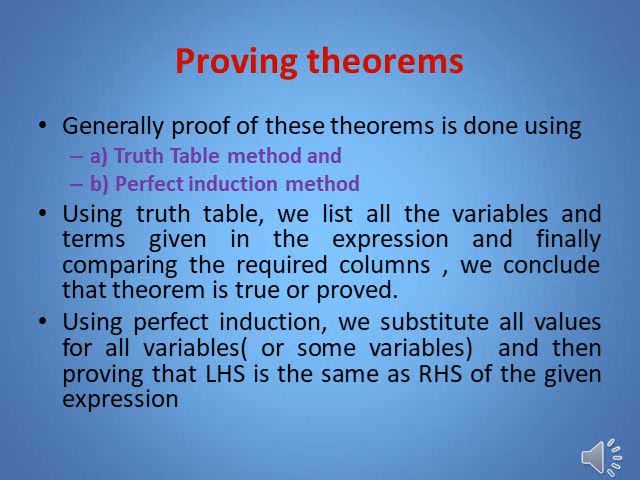The second method is perfect induction method. This is a method in which we substitute all the values for all the variables and then prove that the left hand side of the expression is same as the right hand side of the expression. Also sometimes we prove using partial induction, partial substitution. Only some of the variables we substitute with their values 0 and 1, and some other variables we don't substitute. Anyway, we come to the conclusion that LHS is equal to RHS, and thus we prove the theorems.